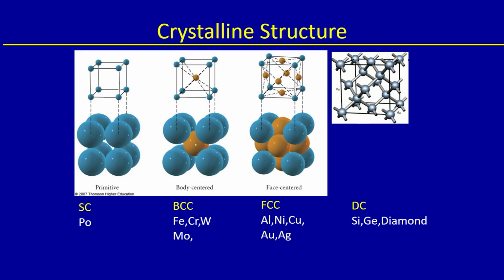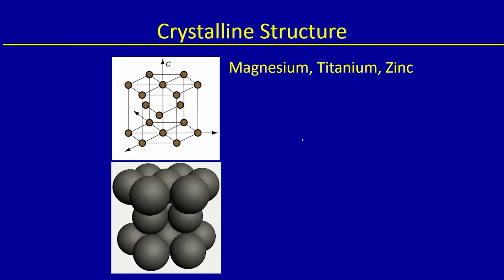Face centered cubic is even more complex. It has atoms at each of the face centers of the cube, and examples are aluminum, nickel, copper, gold, silver, and lastly the diamond cubic structure. It is basically silicon, germanium, metalloids. Diamond has this kind of structure. In reality there are many other structures, but these are the widely present ones that I am showing. Another structure which is present is called the hexagonal crystal structure.